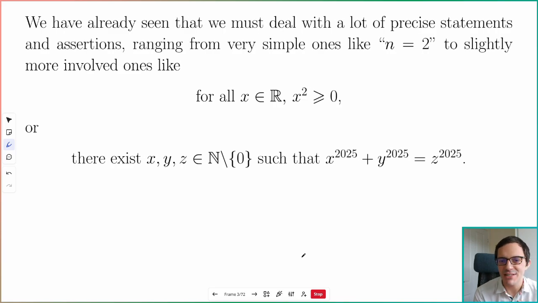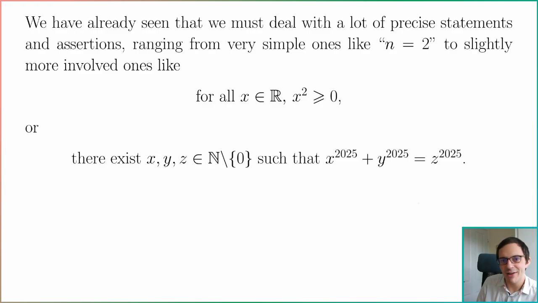I have a couple on the board here. We've already seen quite a few examples of statements, but maybe you've already seen something like, for all x in the set of real numbers, x squared is greater than or equal to 0, which is the statement that all real numbers square to either positive or 0 numbers. And you might have seen a statement like, there exist numbers x, y and z in the set of natural numbers but not 0, such that x to the power of 2025 plus y to the power of 2025 is equal to z to the power of 2025.